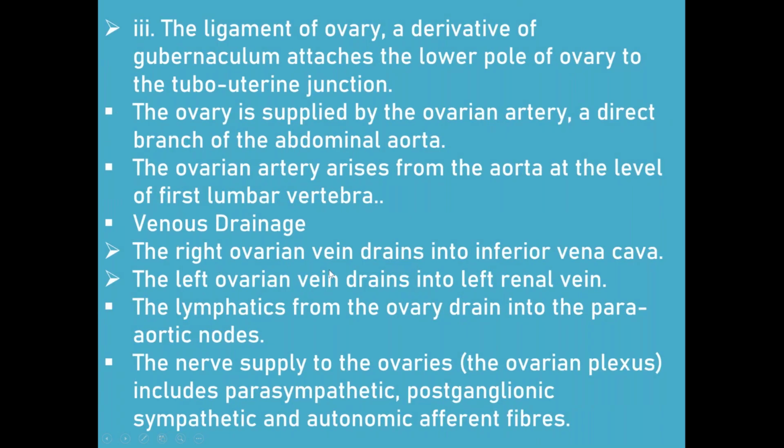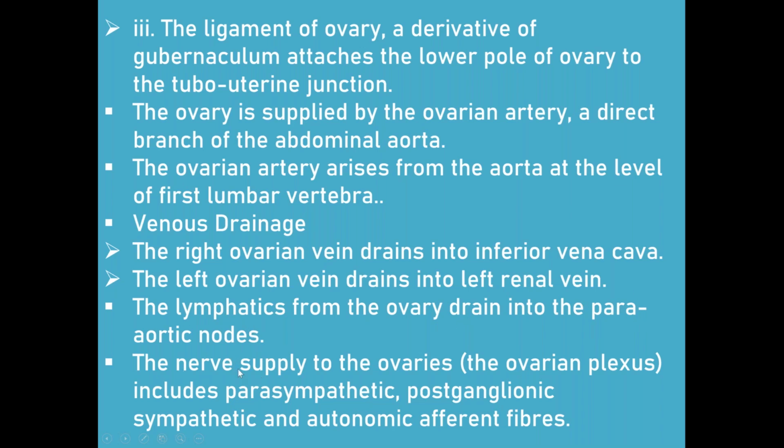The venous drainage: the right ovarian vein drains into the inferior vena cava, and the left ovarian vein drains into the left renal vein. So it is different in the venous drainage. The right ovary drains directly into the inferior vena cava, and the left ovary into the left renal vein. The lymphatics from the ovaries drain into the para-aortic nodes.